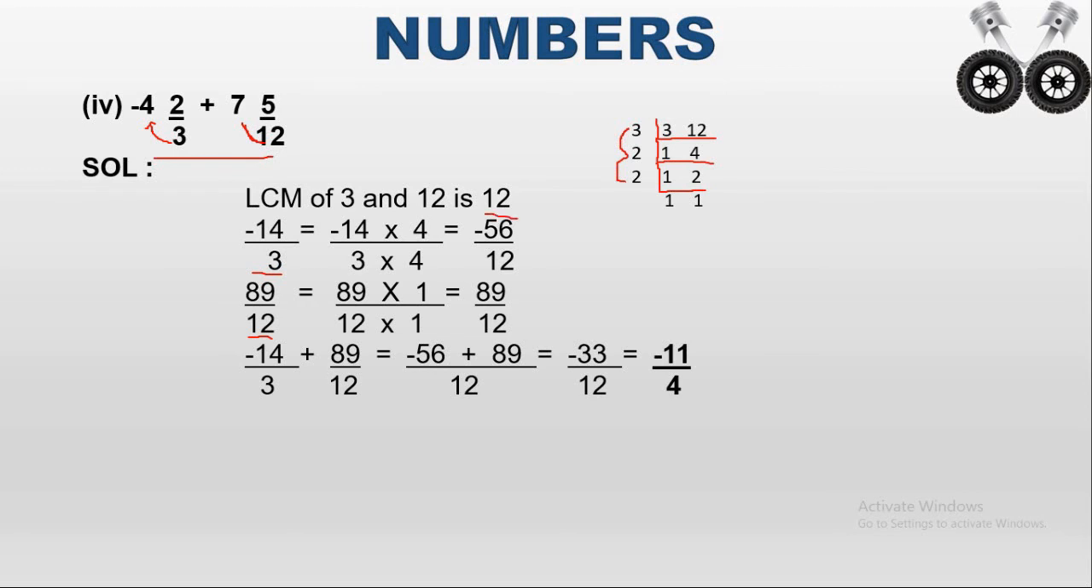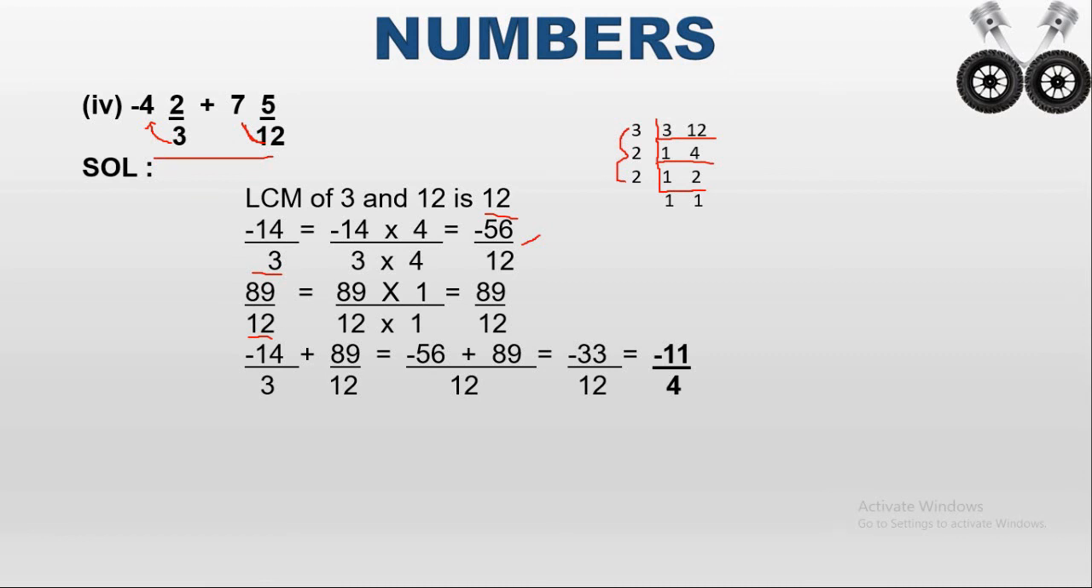So the first rational number is minus 14 by 3. Now you have to convert the denominator 3 to 12. For that I am going to multiply numerator and denominator by 4. Minus 14 into 4 is minus 56 divided by 3 into 4 is 12. So minus 14 by 3, the equivalent fraction is minus 56 by 12.